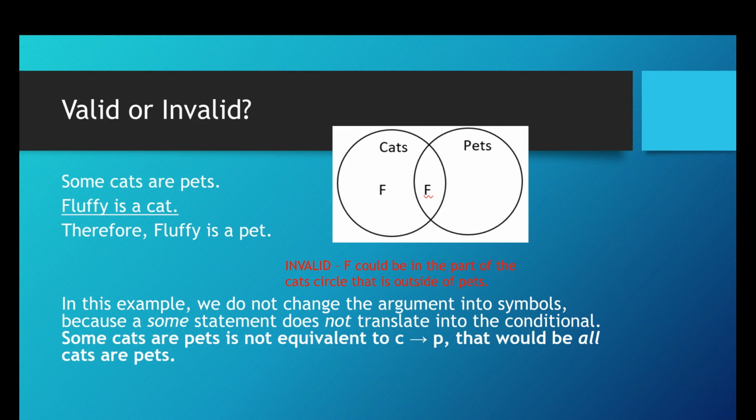Now notice we're not going to change the argument into symbols because you can't. A some statement does not translate into the conditional. Some cats are pets is not the same as C arrow P. That would be all cats are pets, which is not true. You know that, right? So be careful. People love using the symbols. They love the conditional. I like the conditional. It's like sometimes it's easier than the pictures, right? But you can't use it with a some statement. It doesn't work. So the important piece of that is to know which tool to use at a given time.